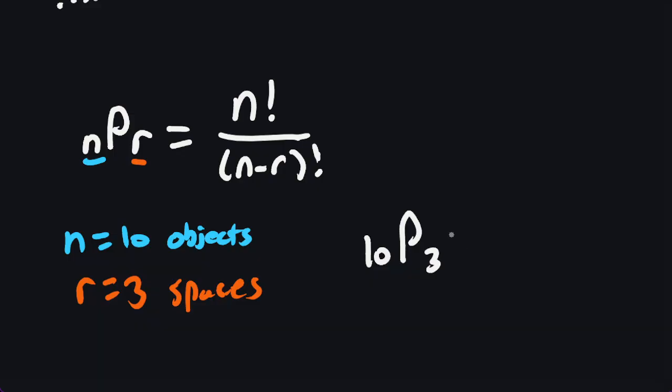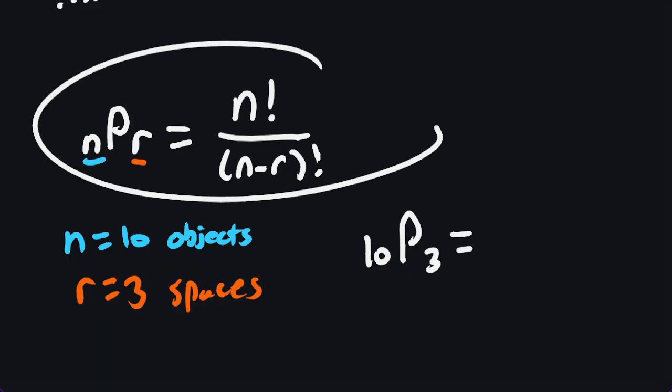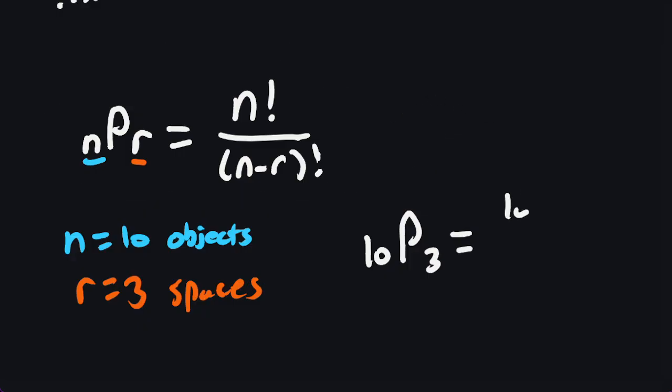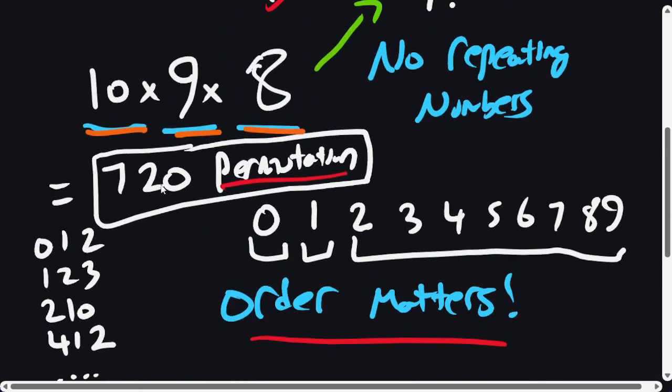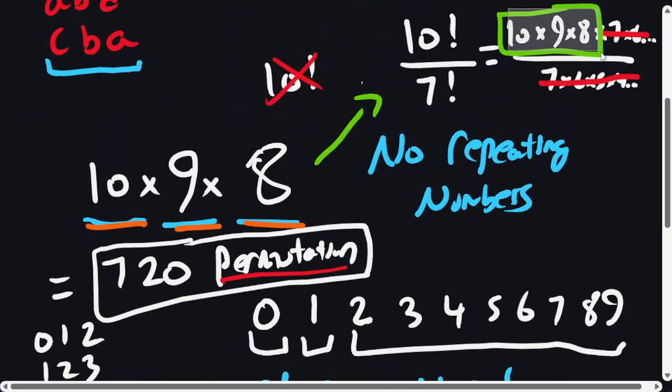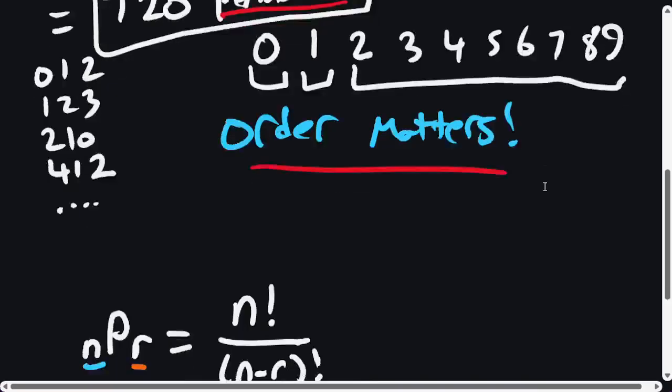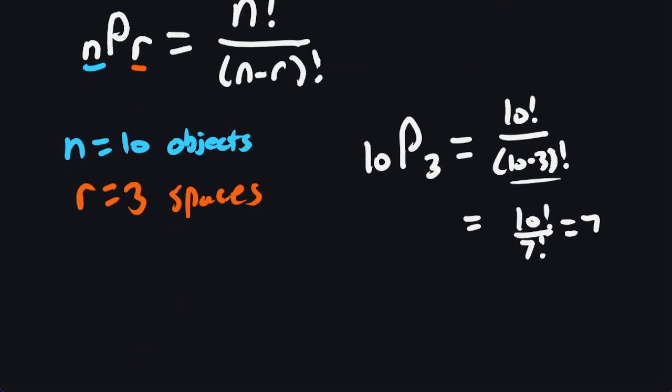And 10 permute 3, according to this formula up here, is 10 factorial divided by 10 minus 3 factorial. If you go ahead and evaluate this, what's 10 minus 3? That's 7. So 10 factorial divided by 7 factorial, which we set up here, gives you just 10 times 9 times 8, which is 720. So this comes out to 720. So 10 permute 3 gives you 720. And that's how you figure it out.